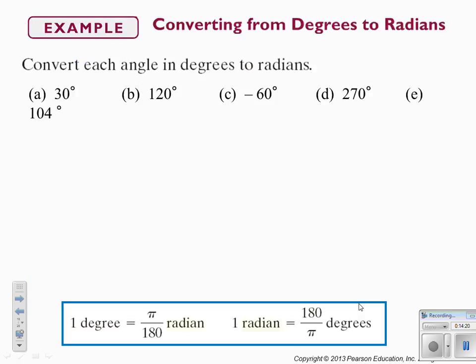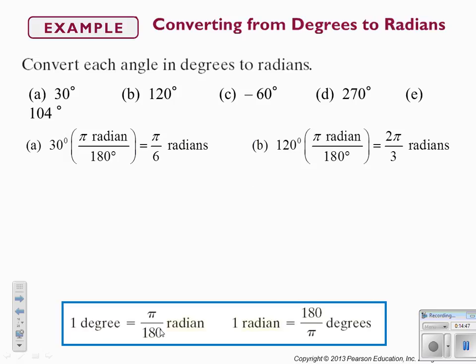So if we have 30 degrees, we're going to use our pi over 180 to get our radians. So 30 times pi over 180, 30 over 180 is 1/6. So we have 1/6 pi, or pi over 6. We do the same thing with 120. Multiply that by pi over 180, so you have to get really good at simplifying your fractions. That's 2 pi over 3 radians. Negative 60, same calculation, it's negative pi over 3 radians.